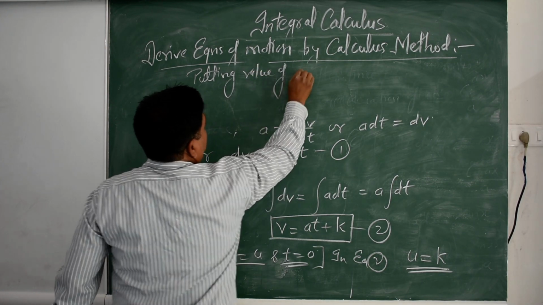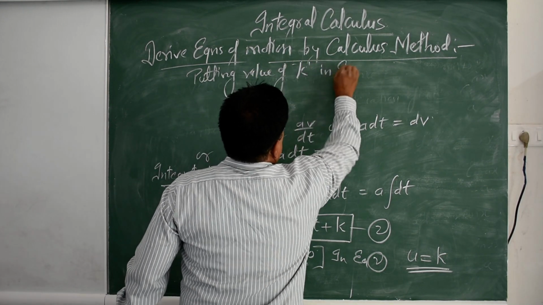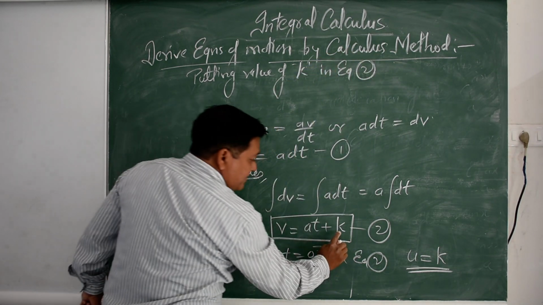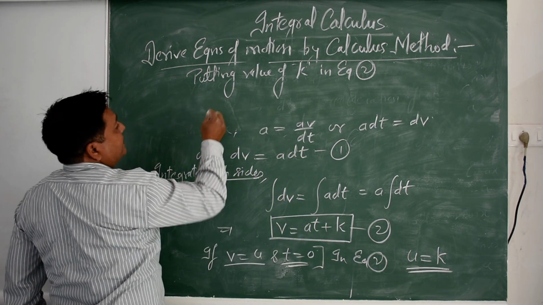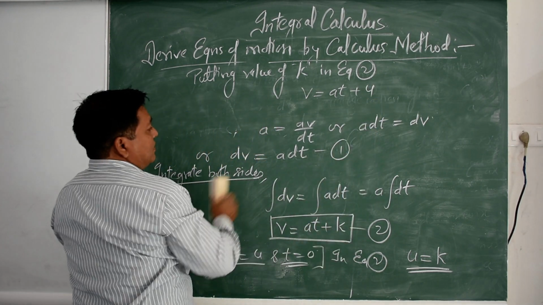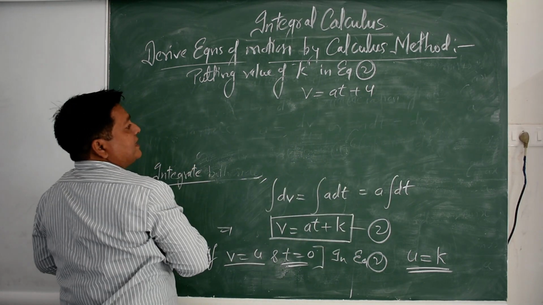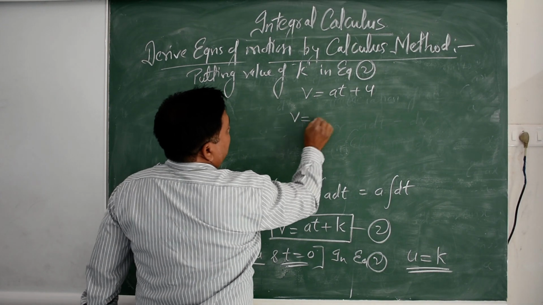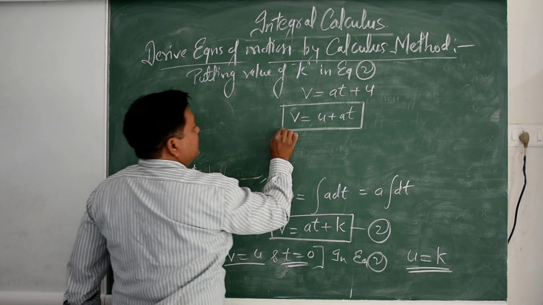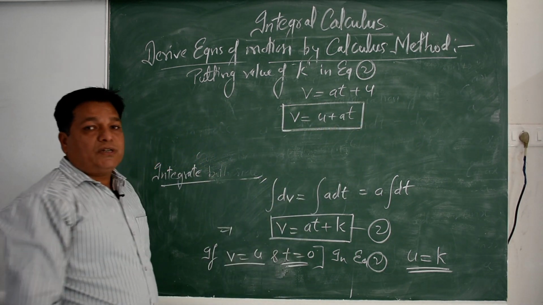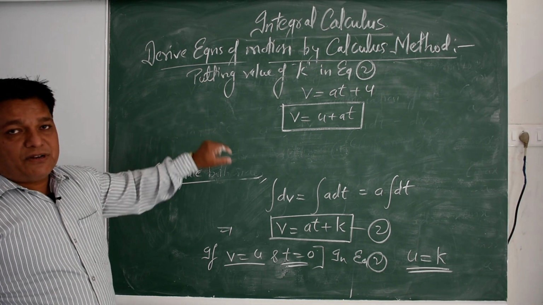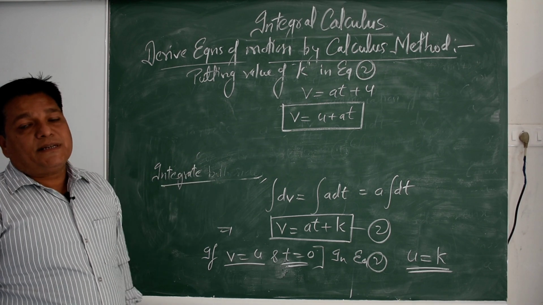Putting the value of k in equation number 2, what do we get here? We place u in place of k, we get v is equal to at plus u, or if we arrange these terms we get v is equal to u plus at, and this is the required equation of motion, the first equation of motion. So this is the derivation of the first equation of motion by using the calculus method.